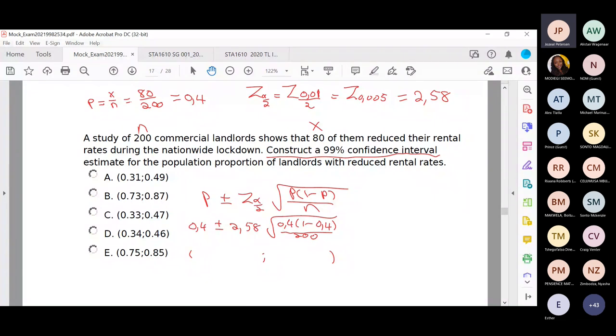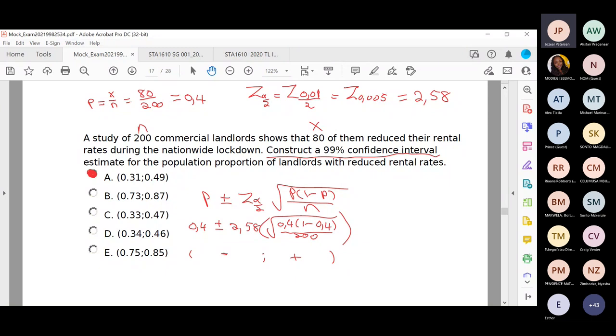So when you get to this one, you can put it into the bracket. You just say 0.4, and then you start with the minus first. Minus 2.58, open bracket, square root, put the square root sign, and then put the fraction button, and then do 0.4, open bracket, 1 minus 0.4, close bracket, and then go to the bottom and put 200, then go to the outside and put the bracket, and then answer the negative side of things, and then answer the positive side of things. What do you get? Which option? Option A. Those who don't know, speak now or forever. You won't understand. Okay, Elizabeth.